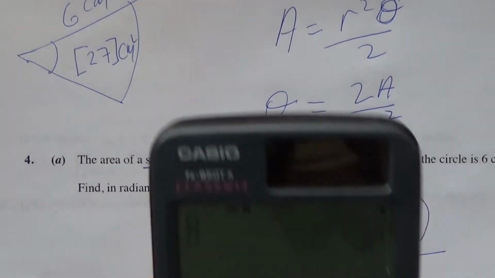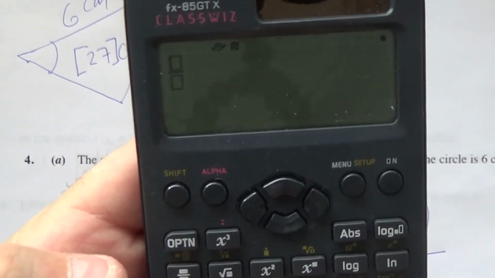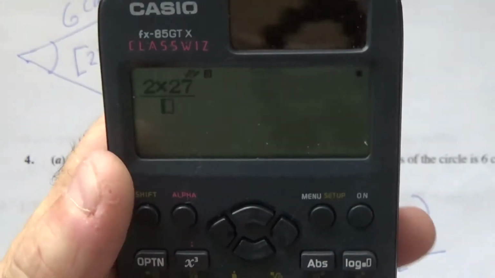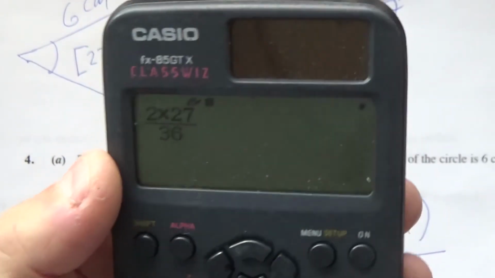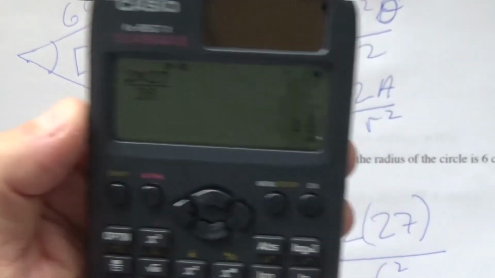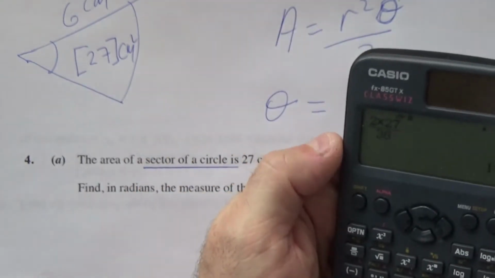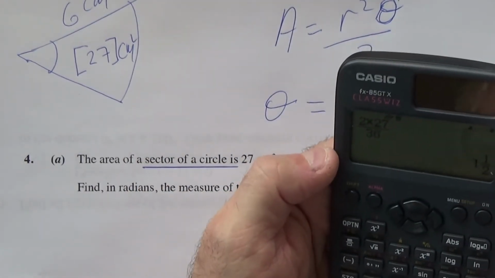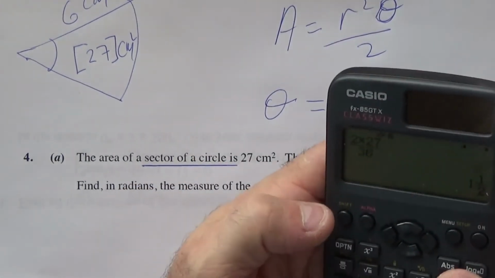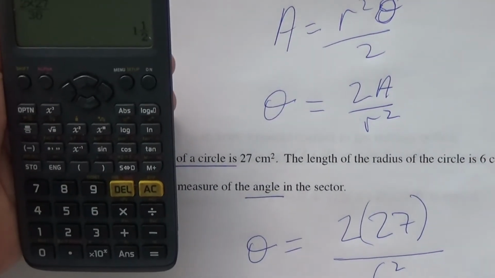Open up your fraction bar. 2 by 27 divided by 36. I do know 6 squared is 36, so I'm going to just put that in directly. Okay, and the calculator says 1.5, which means I have it in whole number, part number. Okay, so theta equals 1.5.